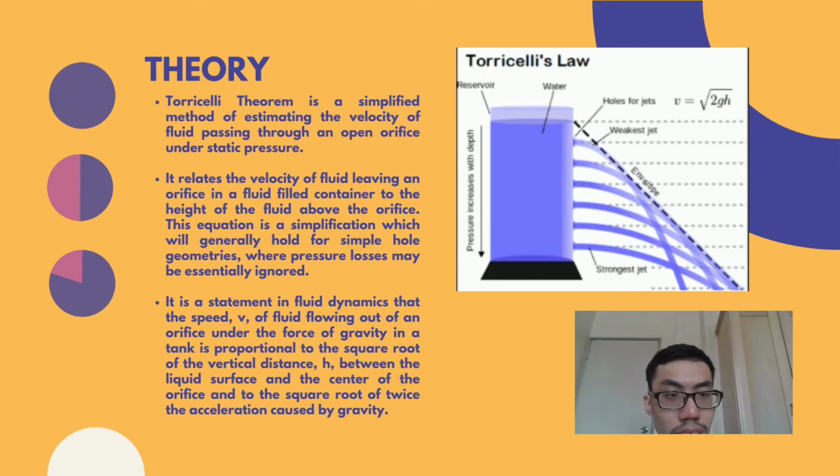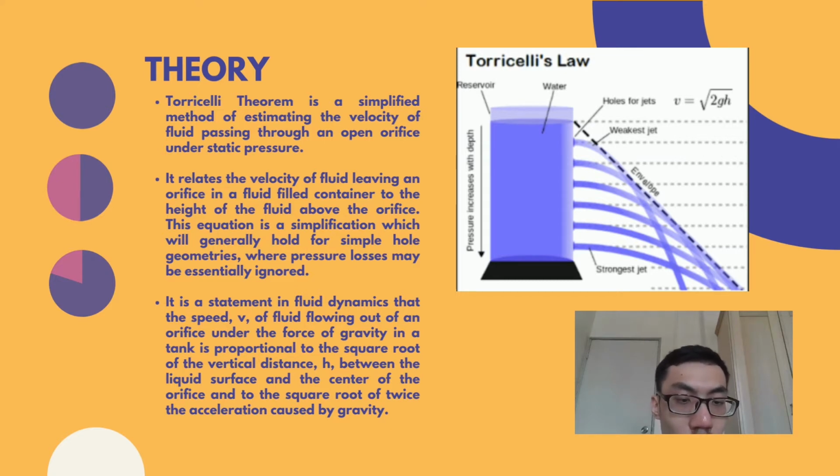Torricelli's theorem is a simplified method of estimating the velocity of fluid passing through an open orifice under static pressure. It relates the velocity of fluid leaving an orifice in a fluid-filled container to the height of the fluid above the orifice. This equation is a simplification which will generally hold for simple geometries where pressure loss might be essentially ignored.